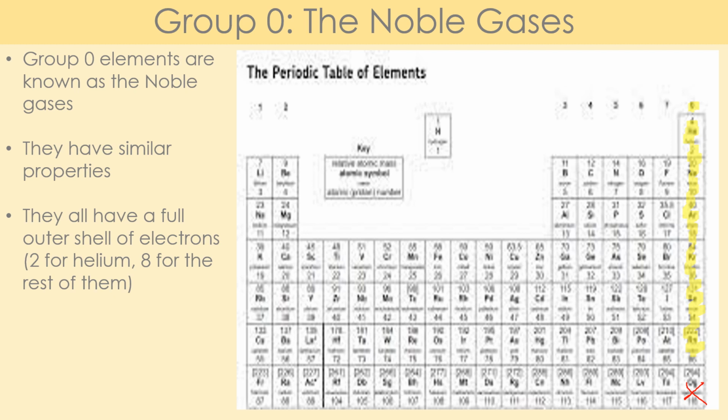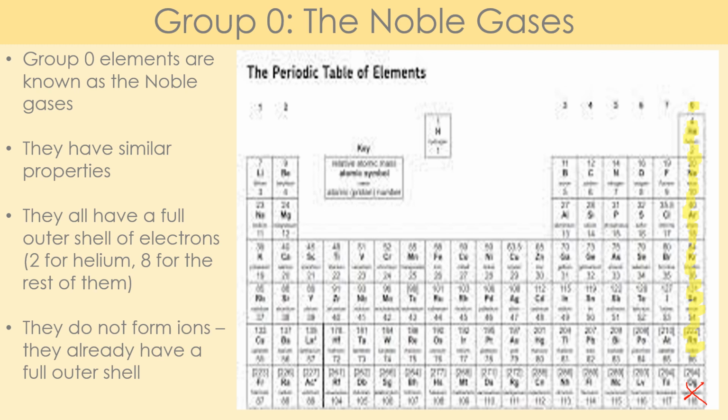So the outer shell has a full complement of electrons, hence why it's in group 8. And they do not form ions, and that's because they already have a full outer shell. So the outer shell is already there, it's full, it doesn't want to add anything else to it or lose anything from it.